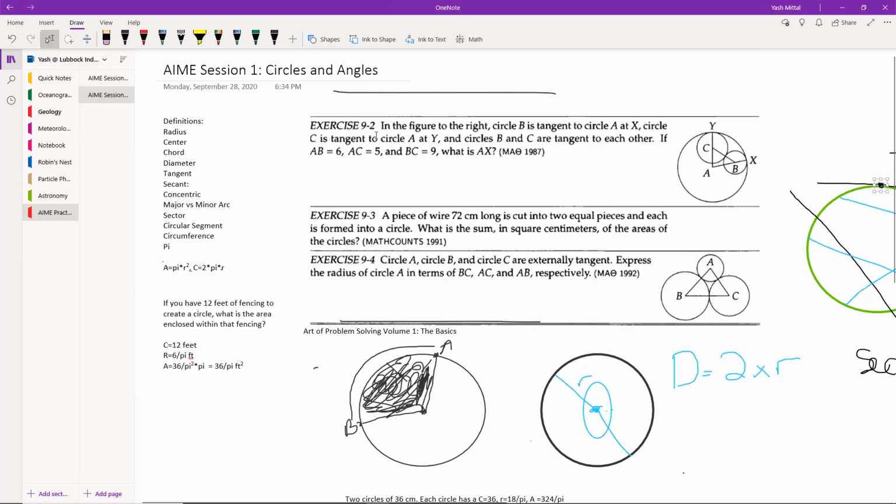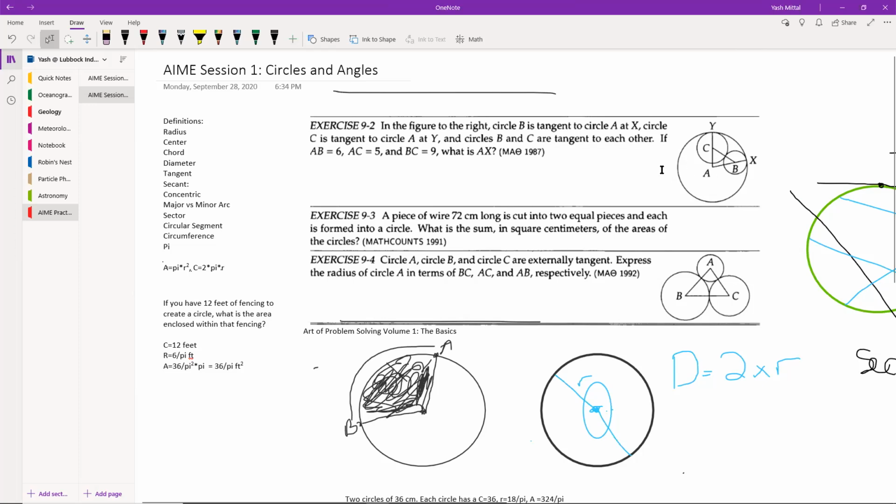And circle C is tangent to circle A. Same thing with B right here. Circle C, that's the center, is tangent at Y. That means it only touches at one place, which is Y. And circles B and C are tangent to each other at right here. And so if AB is equal to 6, AC is equal to 5, and BC is equal to 9, what is AX? So let's try dissecting what this is kind of saying.